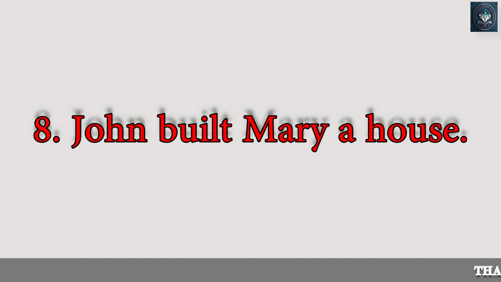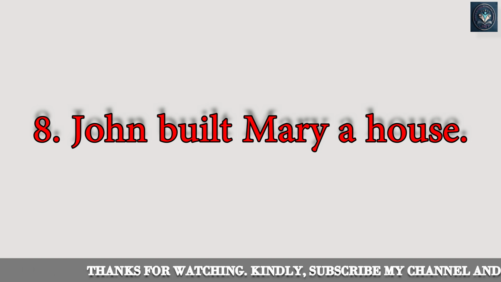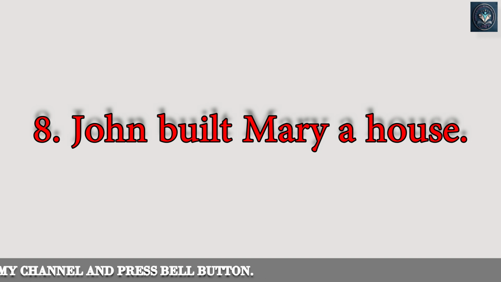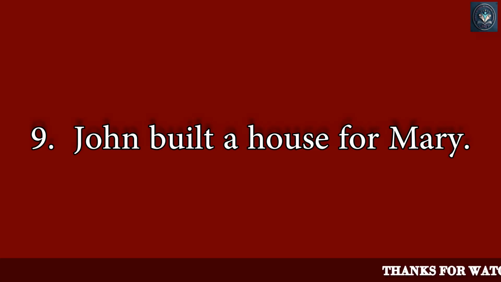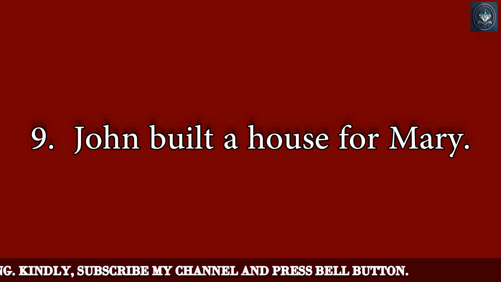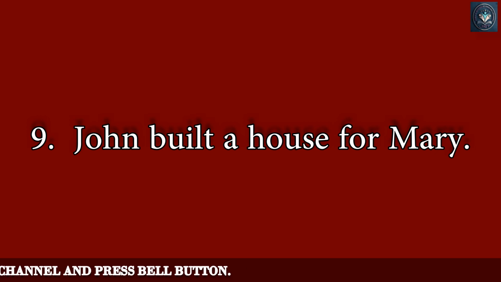8th. John built Mary a house. In this sentence, a house is a direct object and Mary is an indirect object. 9th. John built a house for Mary. Here also, a house is the direct object and Mary is the indirect object.